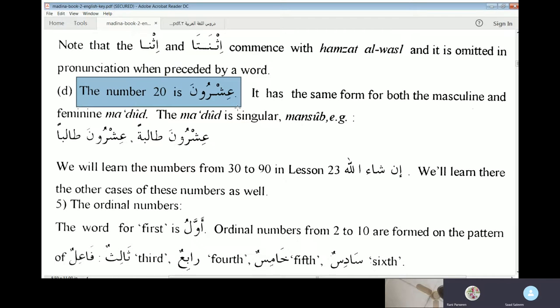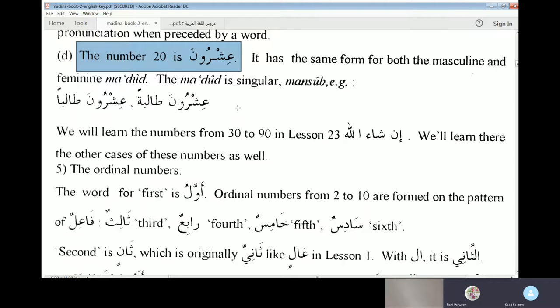The number 20 is Aishuruna. It has the same form for both the masculine and feminine ma'dud. The ma'dud is singular mansub. For example, Aishuruna Talibat, Aishuruna Talibatan. We will learn the numbers from 30 to 90 in lesson 23. Inshallah, we will learn there the other cases of these numbers as well.